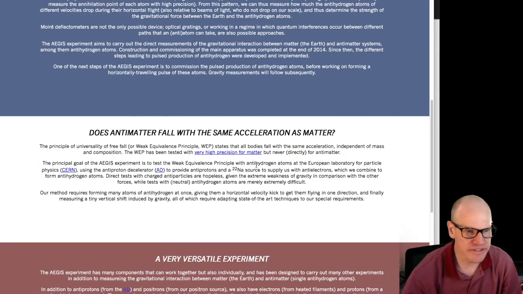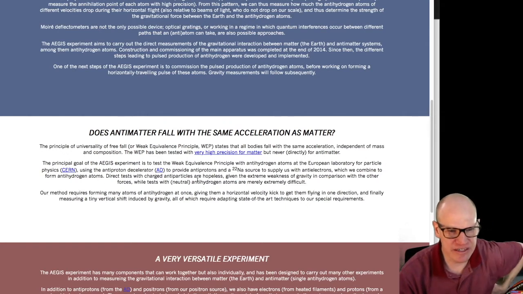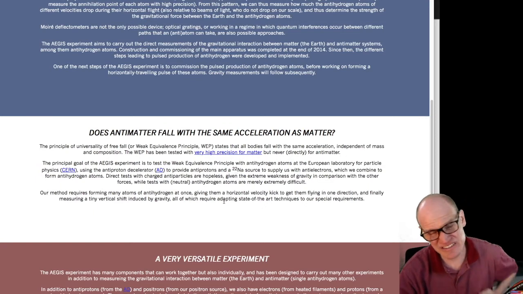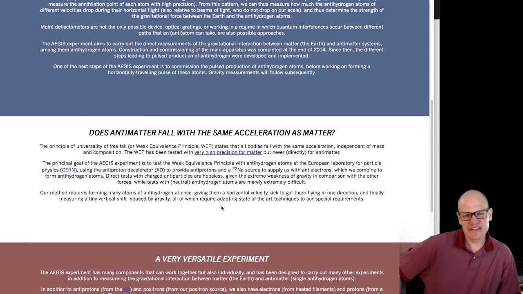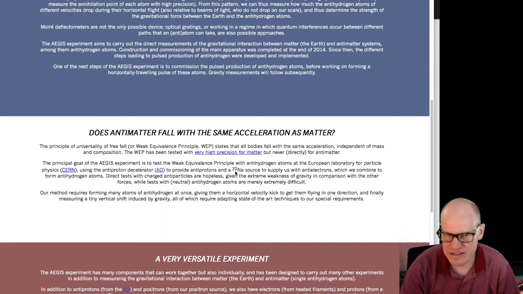So buckle in. The principal goal of the AEgIS experiment is to test the weak equivalence principle with antihydrogen atoms at CERN, using the antiproton decelerator to provide antiprotons and some kind of sodium source to supply us with anti-electrons. I guess this is a radioactive source that produces anti-electrons, and then they merge these things together to form antihydrogen. That's kind of interesting. How do you make antihydrogen when you don't have a source of anti-electrons?